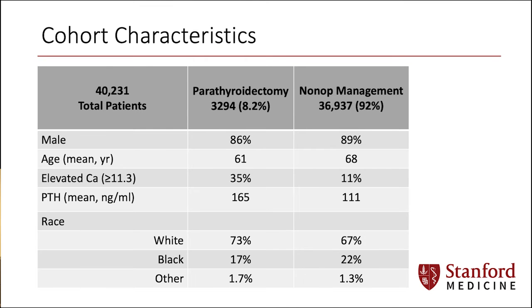Here's a brief excerpt of our cohort. You can see that there were already over 40,000 patients included. The cohort was predominantly male, but this was equivalent across both groups. And as you may expect, the parathyroidectomy group was overall younger, had a more severe biochemical profile, and was overall healthier with a lower rate of comorbidities.